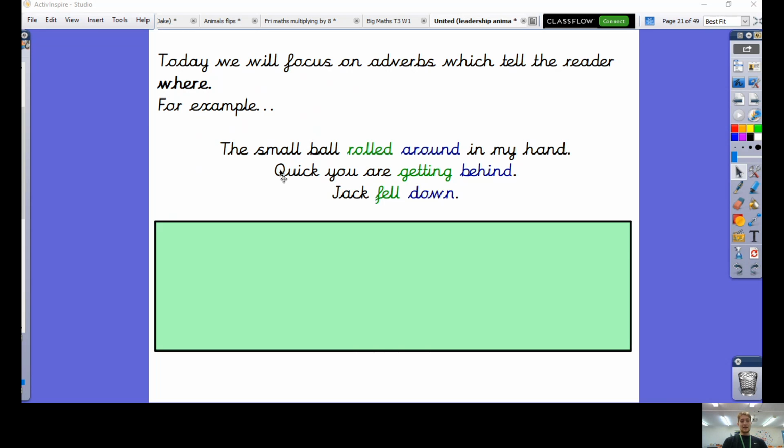So let's look at this second sentence. Quick, you're getting behind. Okay, so maybe the person writing this sentence is in a race and he's telling someone that they're behind them. Okay, telling them where they are. And the final one, Jack fell down. This preposition is describing where Jack's falling. Fantastic.